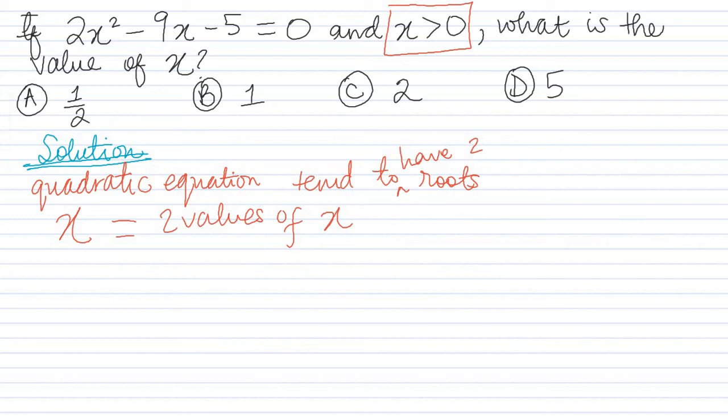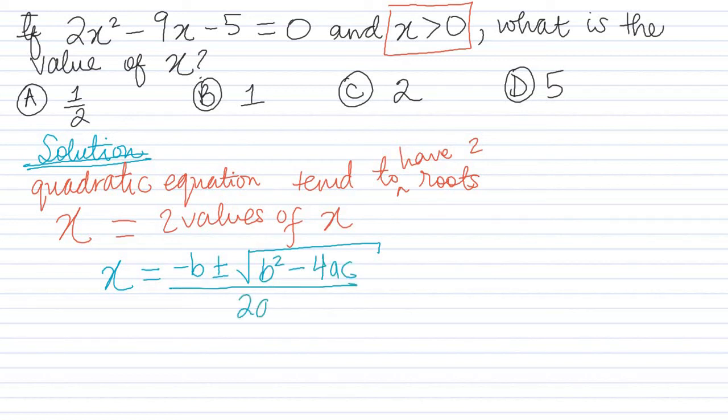You need to know what the quadratic formula is at this point, which is x equals negative b plus or minus the square root of b squared minus 4ac, over 2a, right? Where a equals 2, b equals negative 9, and c equals negative 5. So x equals negative b plus or minus the square root of b squared minus 4ac over 2a.